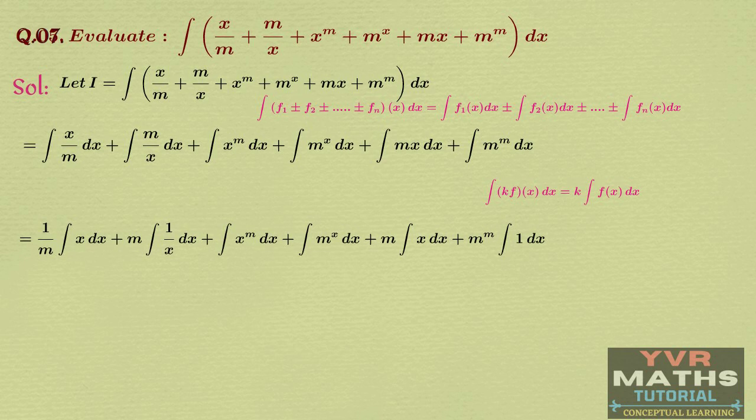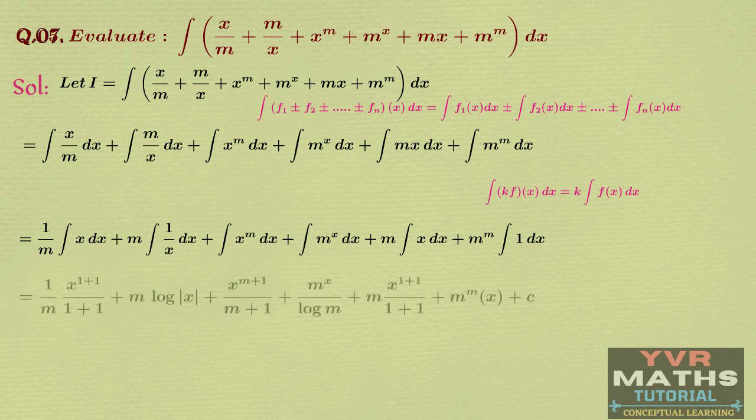Now I am going to apply the standard integral formulas. First term, 1 by m into integral x. Integral x is nothing but x power 1, which is the x power n form. So x power n plus 1 by n plus 1, which is x power 1 plus 1 by 1 plus 1. Plus m into the second part, the integration of 1 by x, which is log mod x. Third part, x power m is the x power n form, so x power m plus 1 by m plus 1.